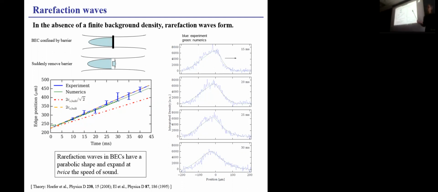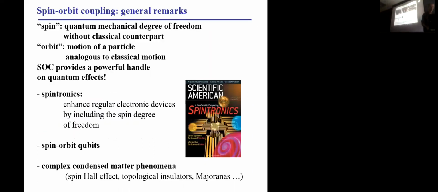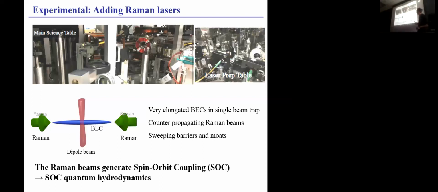Okay, so the next step after this is then to couple spin and motion with degrees of freedom, which is called spin-orbit coupling. And in the experiment, the only difference is that now we add Raman beams, 2 additional laser beams, one from the left, one from the right.